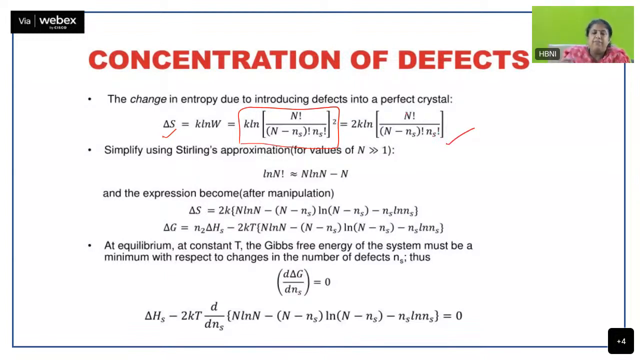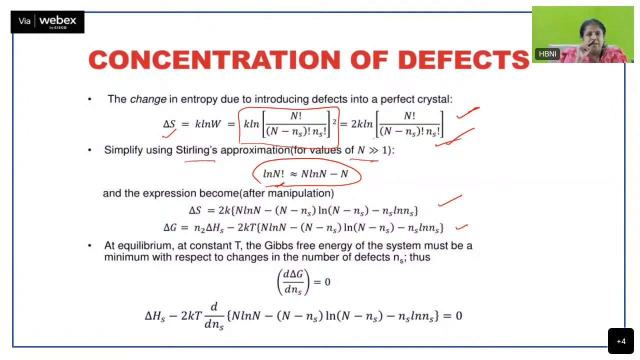Now, N we know is Avogadro's number or even more than that, right? For values of N which are much, much greater than 1, this can be simplified using the Stirling approximation, which says that log natural N factorial is approximately N log N minus N. When you open this bracket, it will come out to be 2k log natural N factorial minus 2k log natural (N minus ns) factorial and so on. You have to apply the formula. Once you do this, you open this up and you'll get something like this.